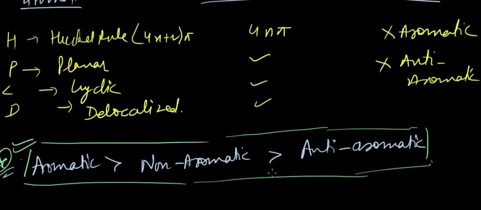Okay, so why actually are anti-aromatic compounds less stable? Because the electrons in anti-aromatic compounds are unpaired. We'll see more examples of anti-aromatic compounds in our next upcoming video.